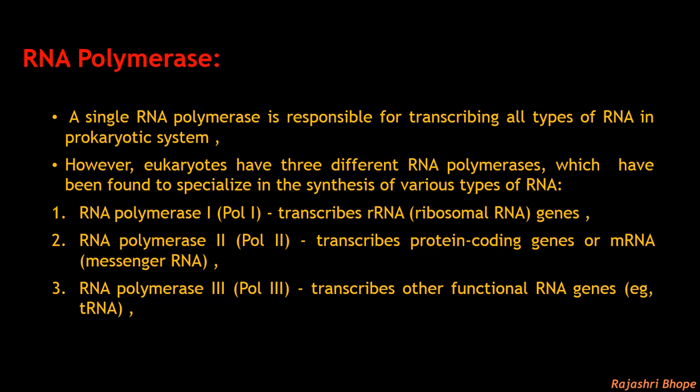Then the RNA polymerase, the key enzyme involved in transcription. Okay, in eukaryotes, RNA polymerase is of three types, each of which specifically synthesizes a single type of RNA.